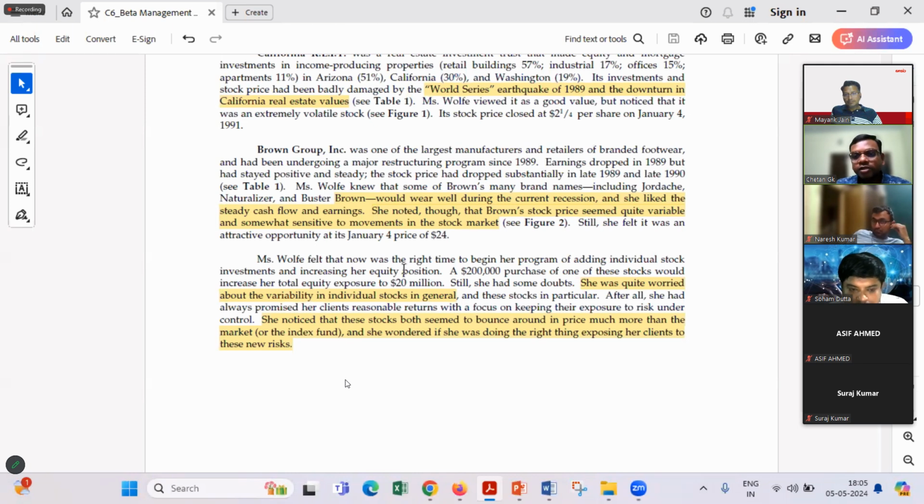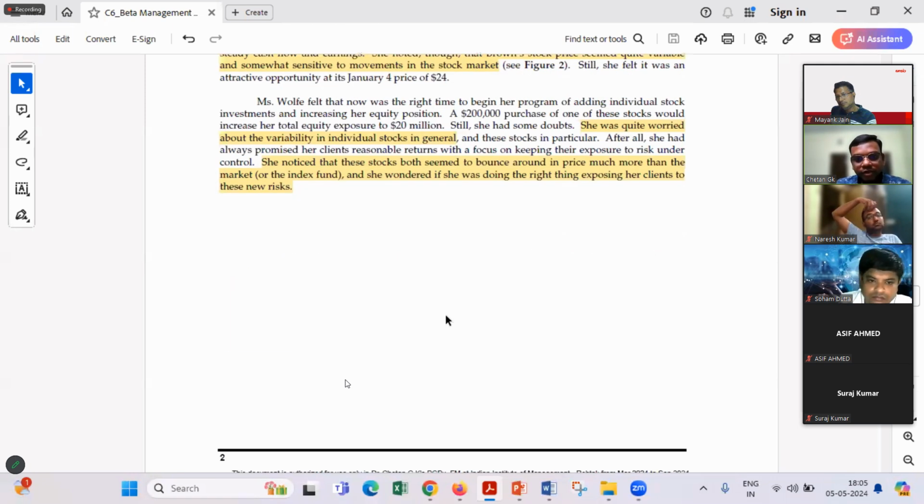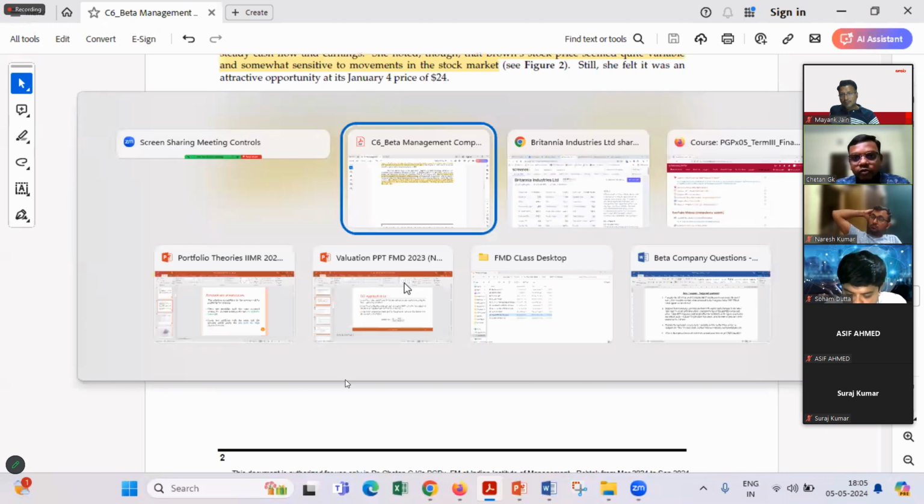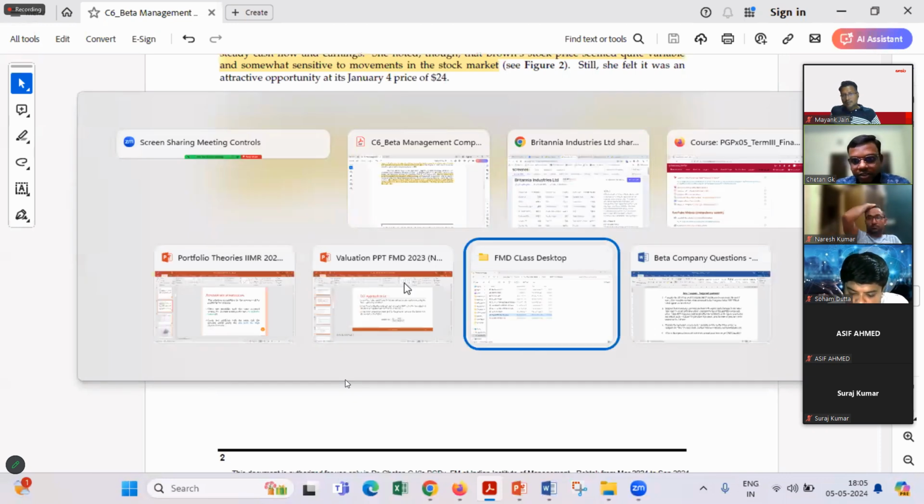Okay, so that is her concern. Let us go through it. There are some questions which I posed and already posted. Let me go to the questions.